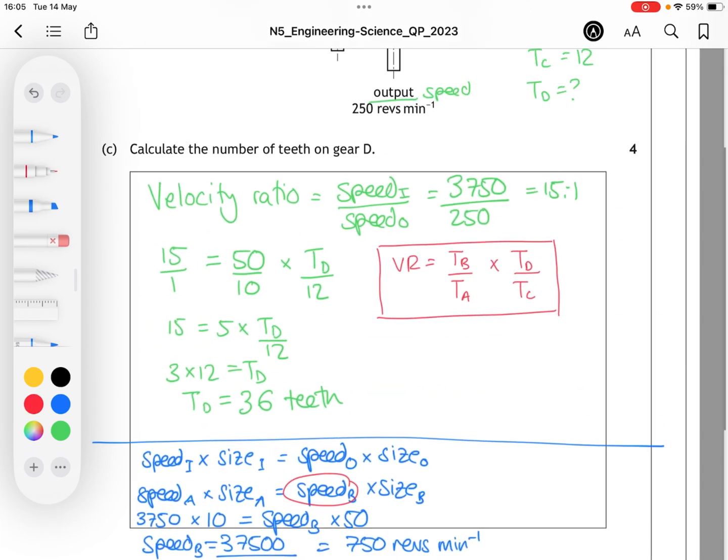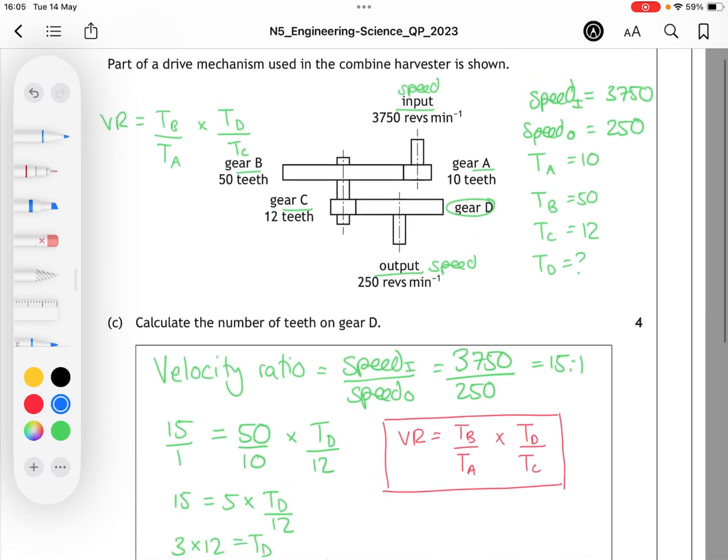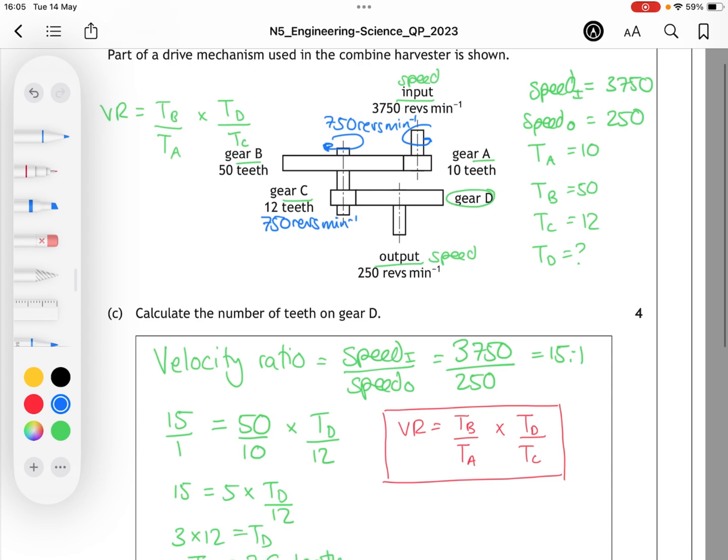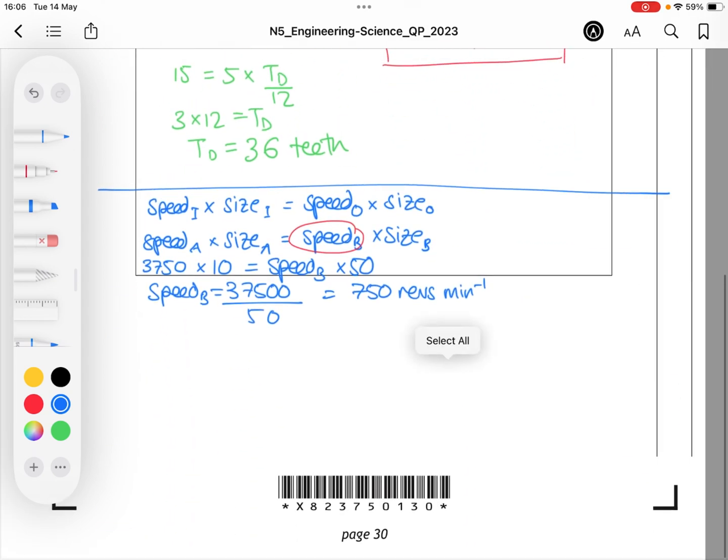Now, what that's done in the blue then is it's told me the speed, if this is turning this way, that gear B is turning. So I know now that that is turning at 750 revs per minute, which means that gear C is also rotating at 750 revs per minute. I know my output speed, I know the size of gear C, so I can work out the size of gear D now by using that first blue equation again.